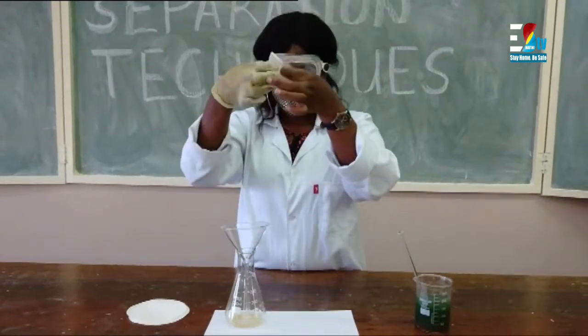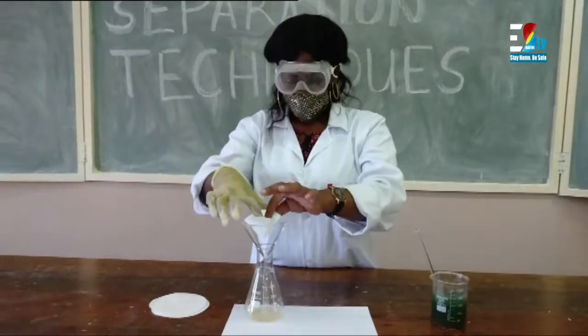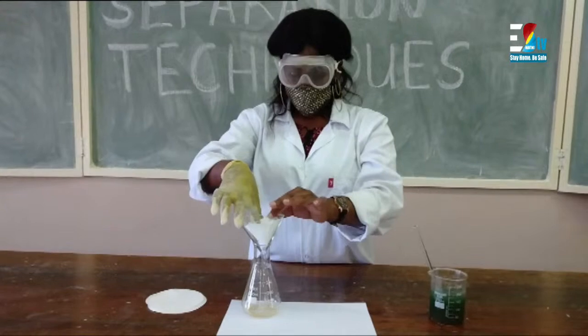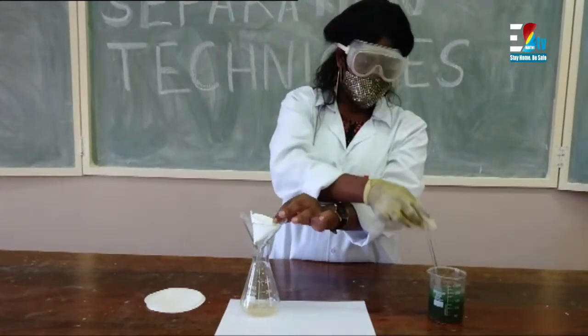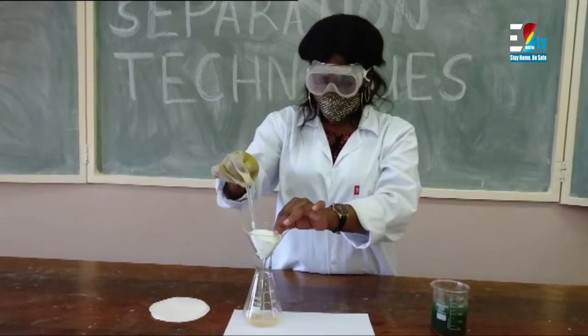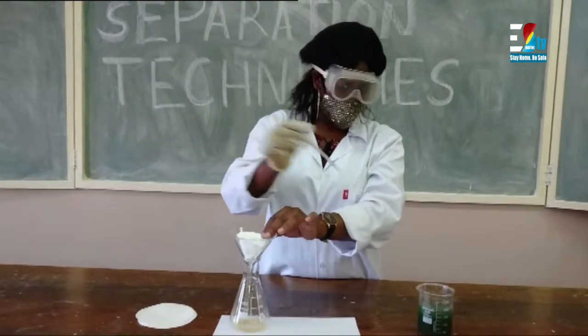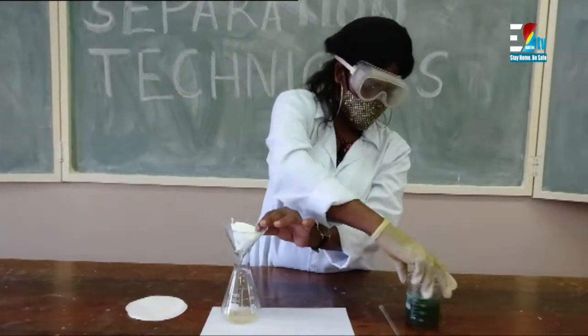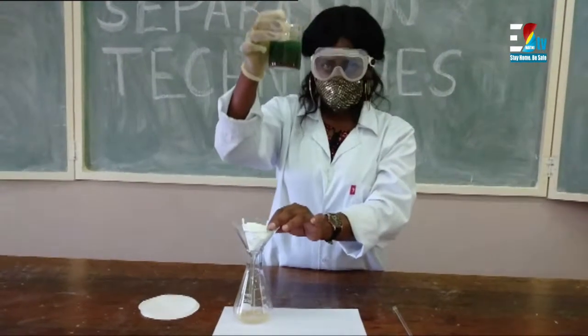Once we finish folding it, we place it in the filter funnel. If it's not in place, you can simply add a bit of the liquid just to wet it on the side so that it remains in place.